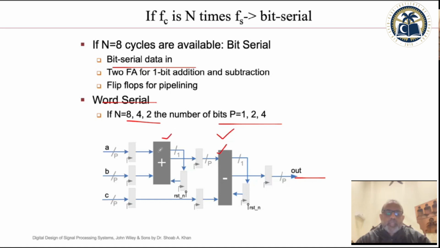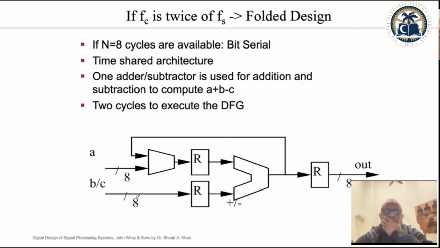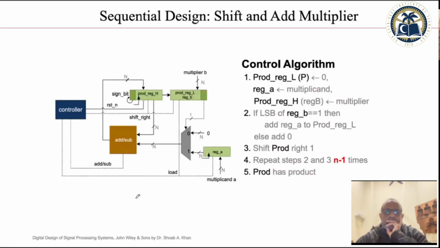And those many bits are then sent to these registers, which is shown here. So these are the types of designs. Similarly, you can have a shift and add multiplier as well. A multiplier will take n cycles.